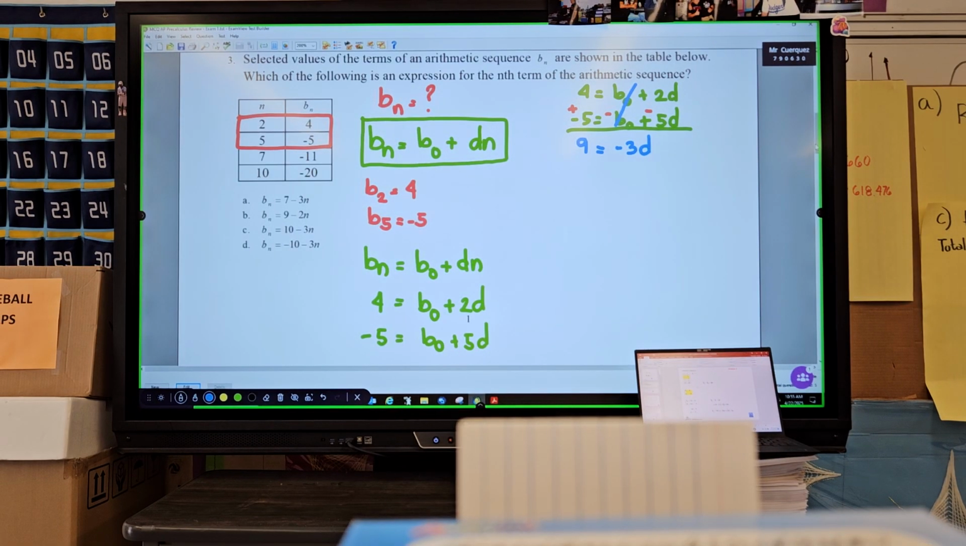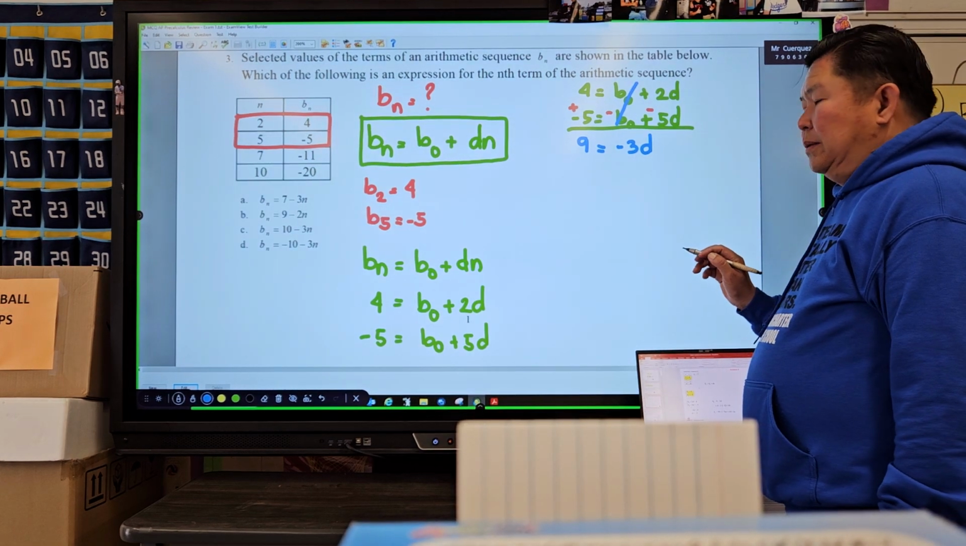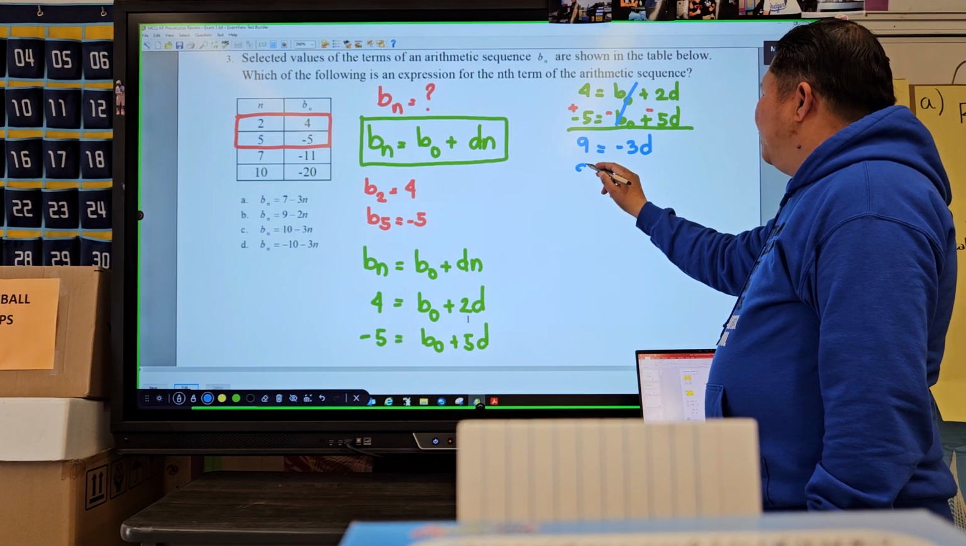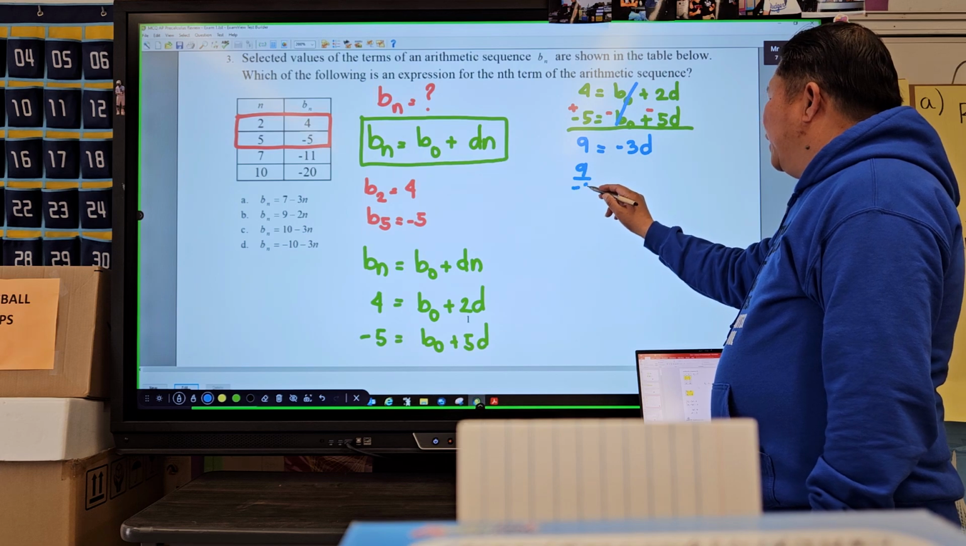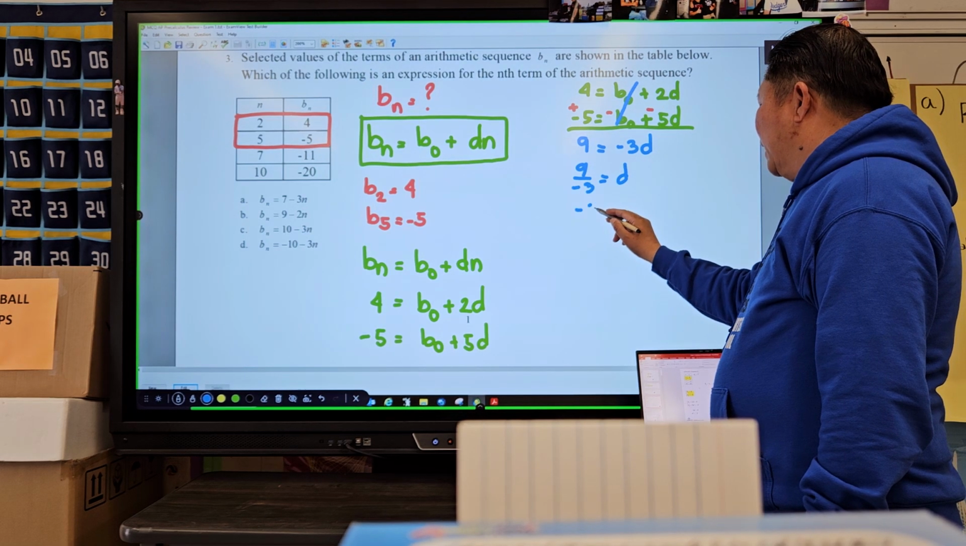We're solving for the common difference. What is the common difference now? We have divide by negative 3 is equal to d. So the common difference now is negative 3.